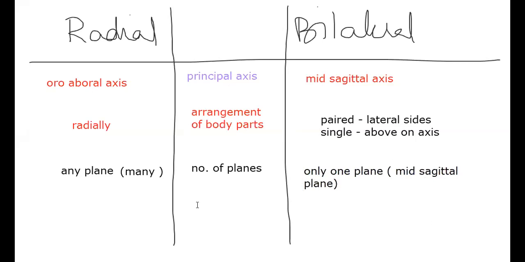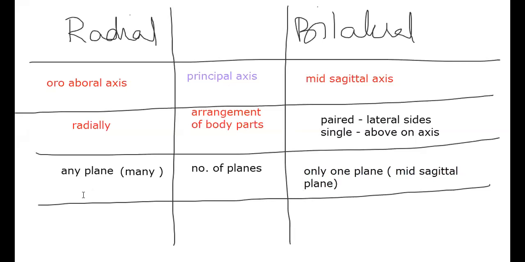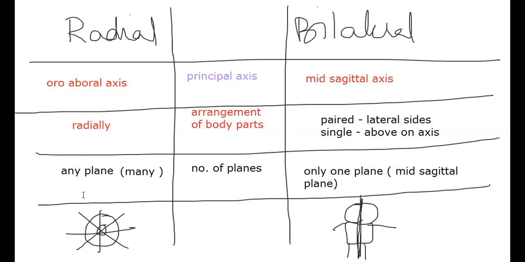Okay. So finally we need to see which one is more advantageous, radial symmetry or bilateral symmetry. These are the basic differences. By definition, in radial symmetry, through the oral-aboral axis, if we cut the organism in any plane, we get equal halves. In bilateral symmetry, only the plane passing through the mid-sagittal axis, the mid-sagittal plane, gives equal halves.